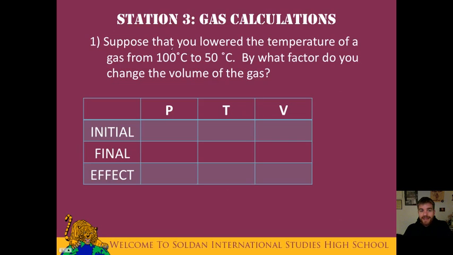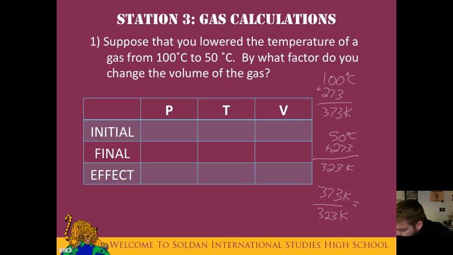However, keep in mind that this is in Celsius and we need to convert it to Kelvin. So 100 Celsius plus 273 is equal to 373 Kelvin, and 50 plus 273 is equal to 323 Kelvin. Okay, when you're trying to determine your factor, you need to convert to Kelvin. And so let's find the factor of these. So we'll do 373 divided by 323.